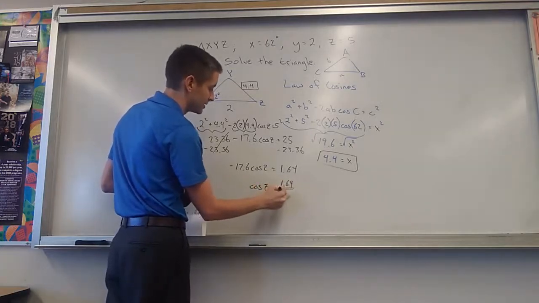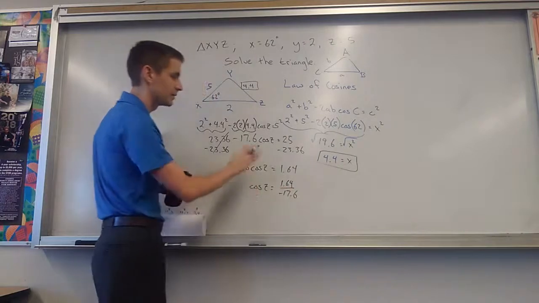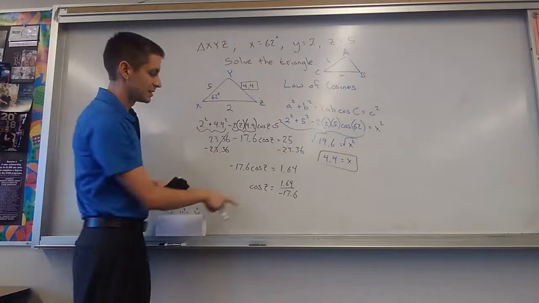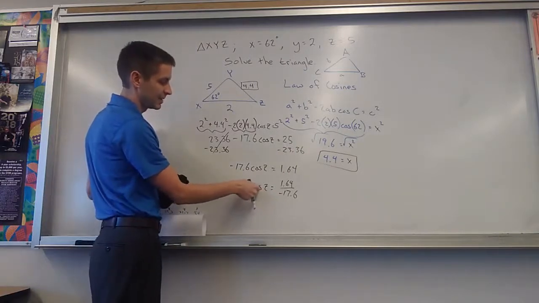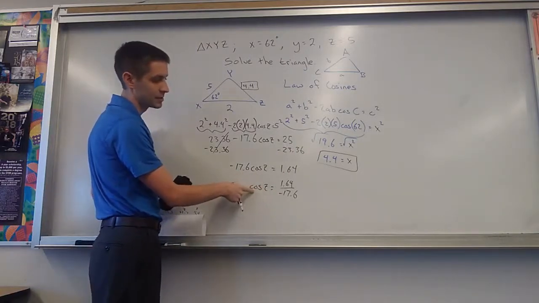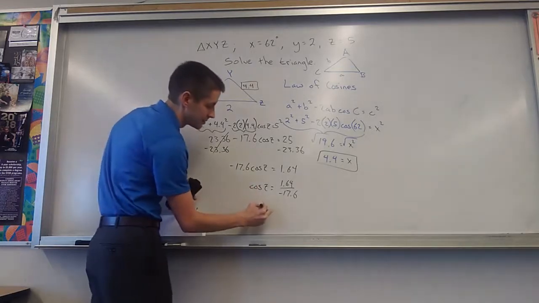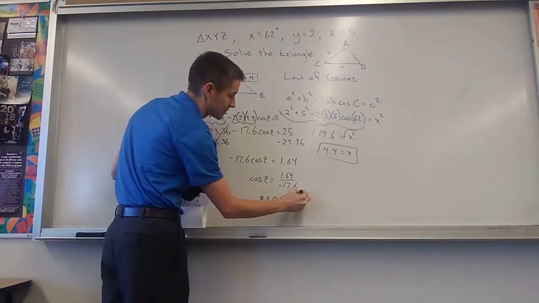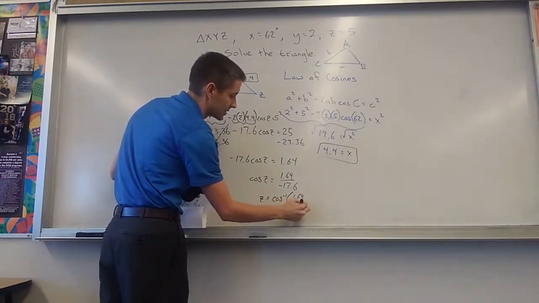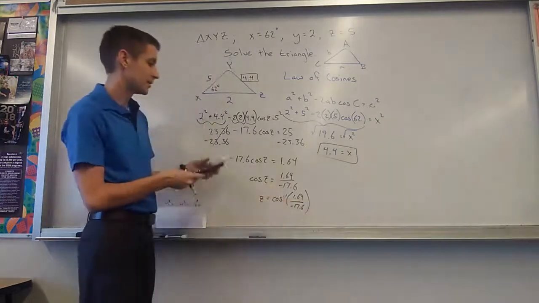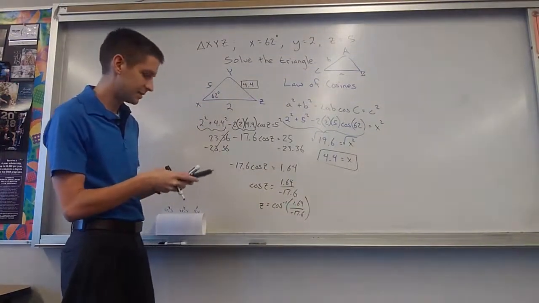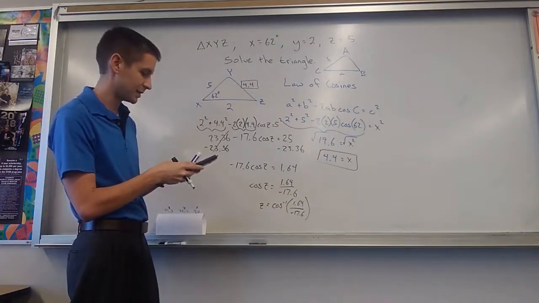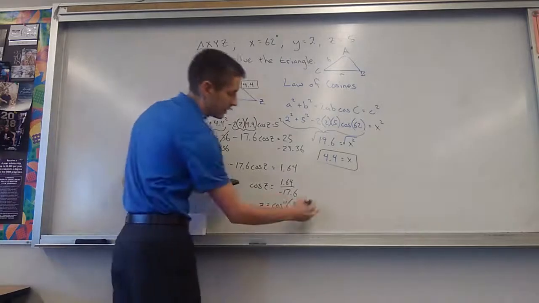And then to finally get the angle here, we need to get rid of the cosine. And the way we're going to do that is use the inverse cosine. So z is equal to the inverse cosine of this fraction of 1.64 divided by the negative 17.6. And then I can type that into my calculator. So if I use inverse cosine of 1.64 divided by negative 17.6, I end up getting a 95.3 degree angle for angle z. So this one up here is going to be 95.3 degrees.